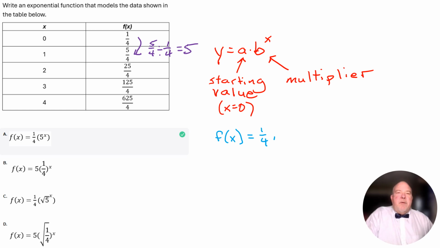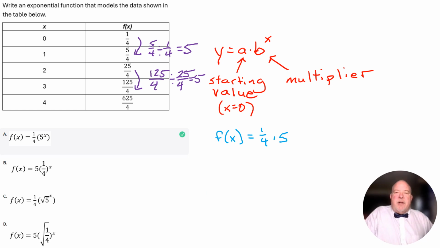Now, you could do that with any two values you want. So if I picked a different pair of values and I did 125/4 divided by 25/4, I would also get 5. So it's consistent. You'll get the same value no matter which values you're using. And so that is our multiplier value, is 5.